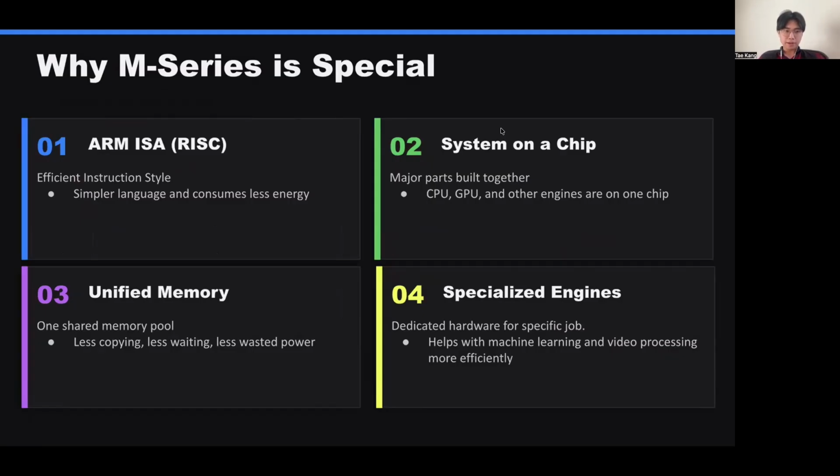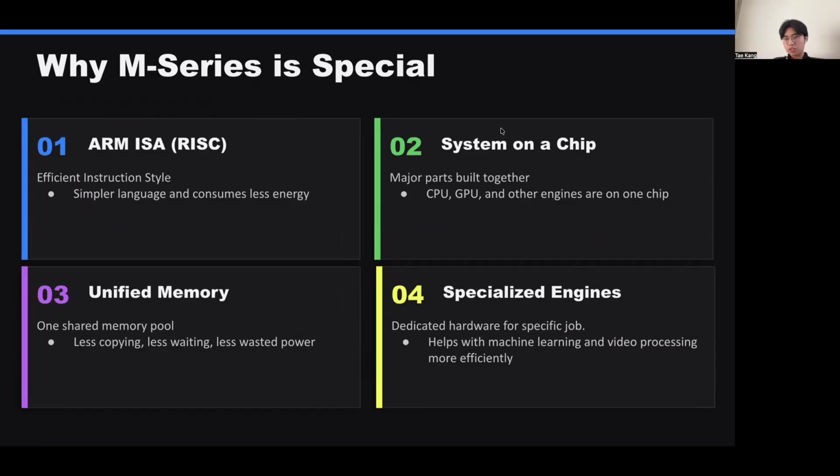And this is the final recap. Why is the M series special? Number one, ARM ISA. It's an efficient instruction style. It's a very simple language compared to x86, so it consumes less power and is more efficient.